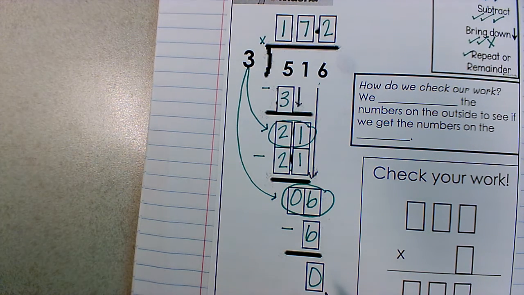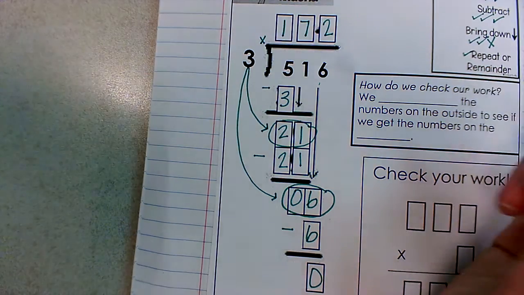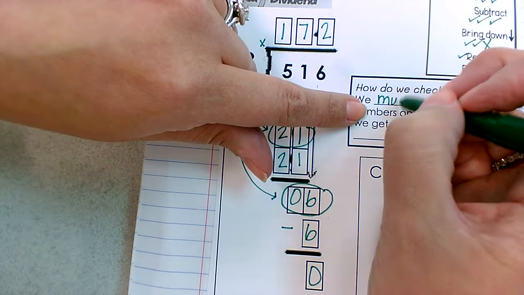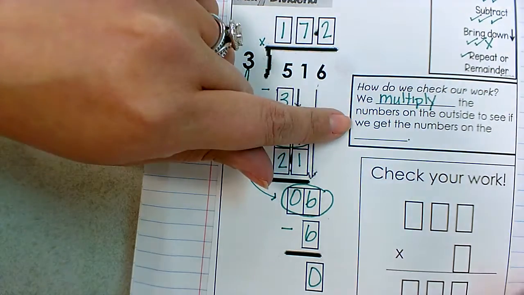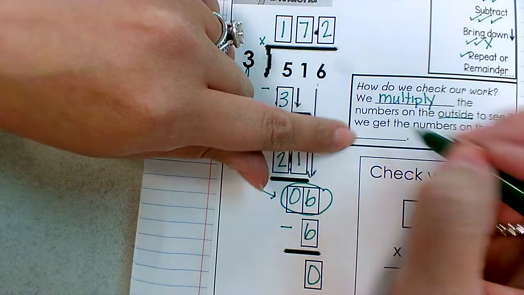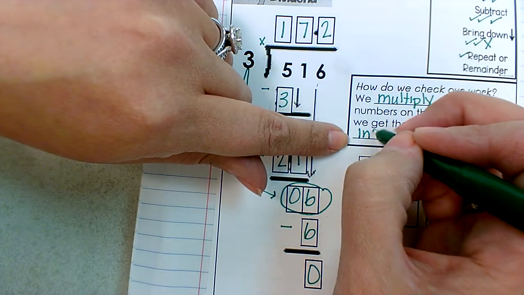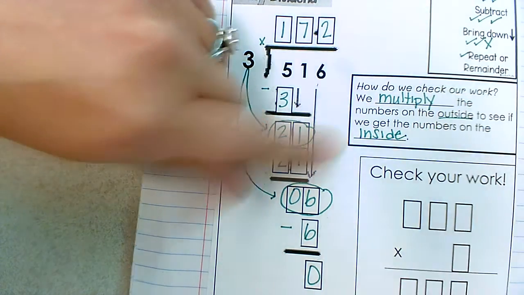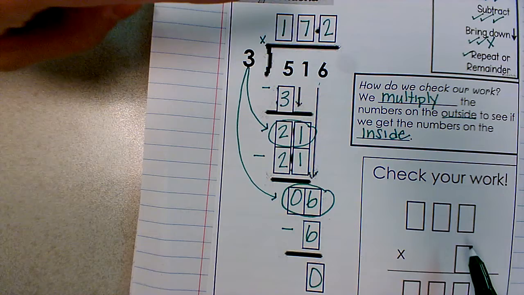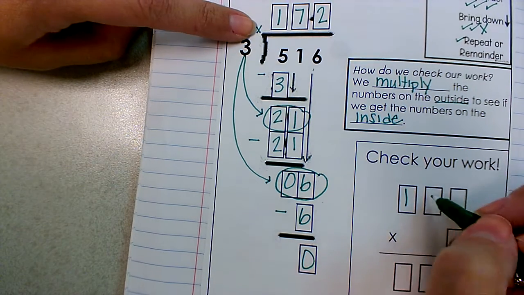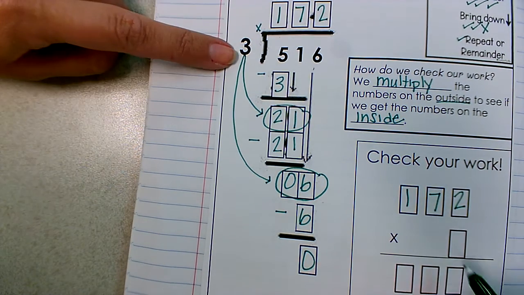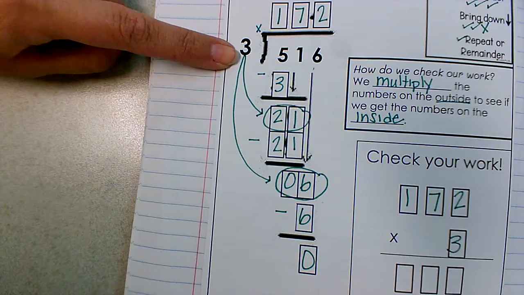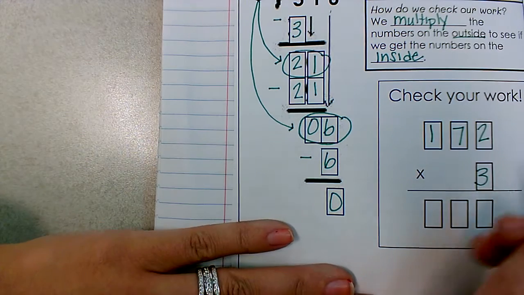Nice job. I think I did that correctly. But I always want to check my work because sometimes we make mistakes. We multiply because multiplication is the opposite of division. The numbers on the outside to see if we get the numbers on the inside. So I'm going to take my quotient, 172, and I'm going to multiply it by my divisor, 3.